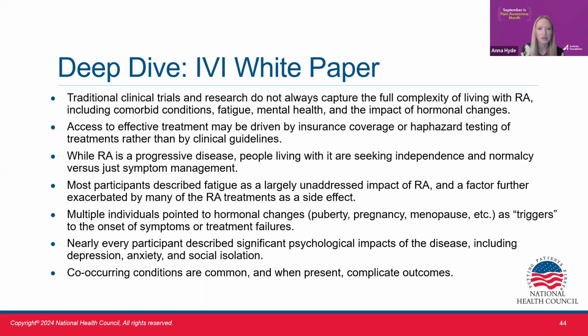So these are some of the things that they found from the focus group that then was developed into a white paper a few years later. And a lot of this corroborates what you've already heard. Co-occurring conditions are very common and complicate outcomes. They also complicate clinical trial results, access to effective treatment, often driven by insurance coverage. And we all know kind of why that matters.